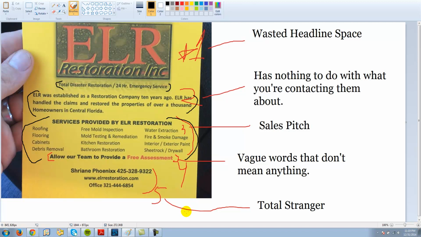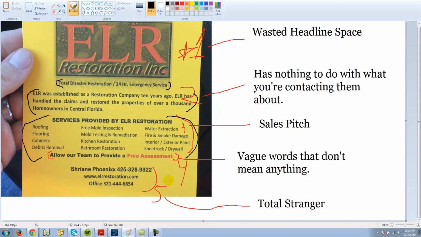Free assessment could mean anything in their head. You can't know that a free assessment means to you the same thing it's going to mean to the person reading it, because it's too open-ended. So we need to replace this with concrete picture words and sales arguments that actually do something.